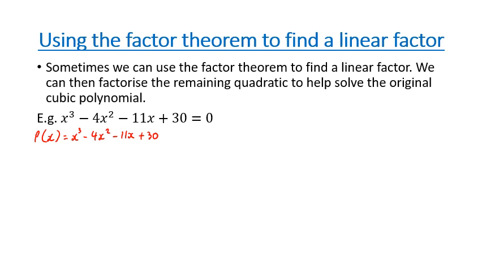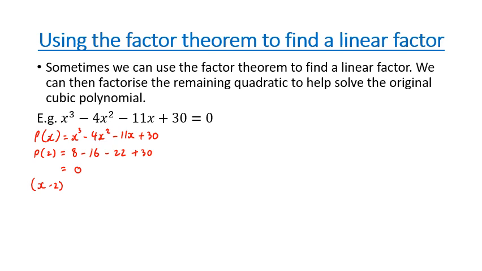I need that to equal 0. I'm going to try p of 2 just through inspection. That gives me 8 take 16 take 22 plus 30. When I add all that together, it's going to give me an answer of 0. So therefore I can say that x take 2 is actually a factor.